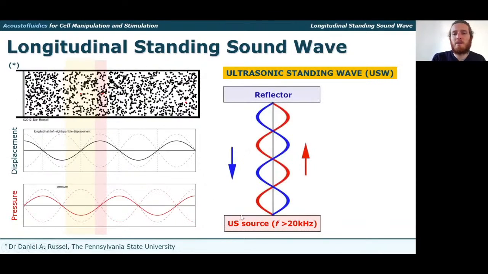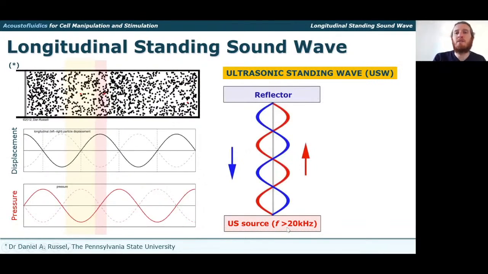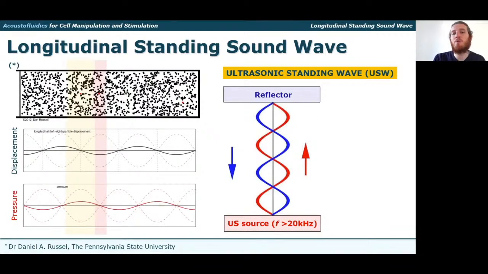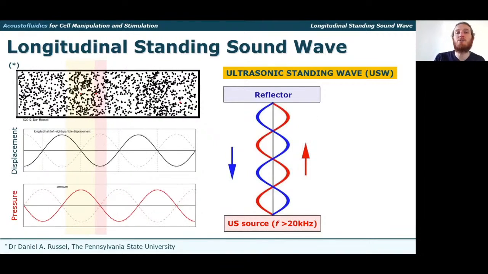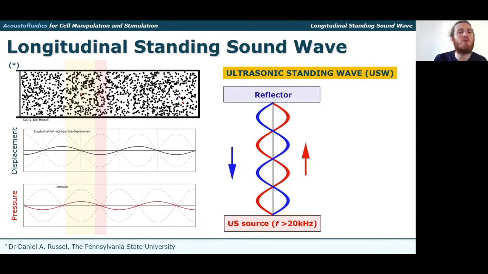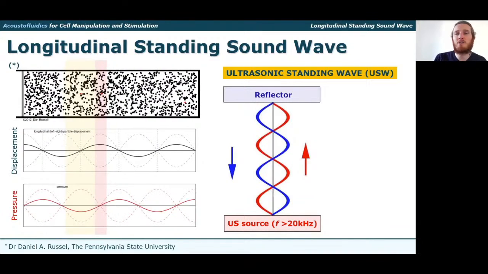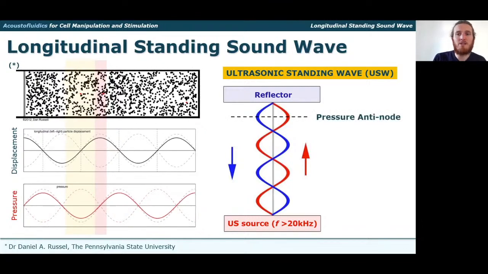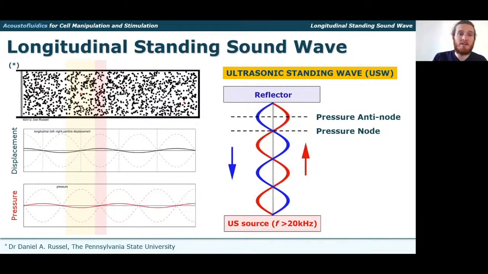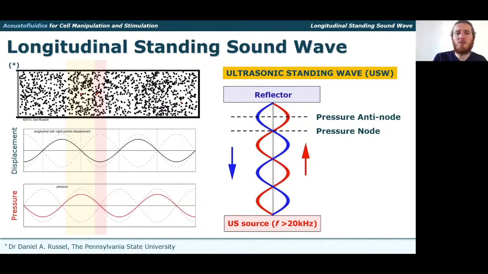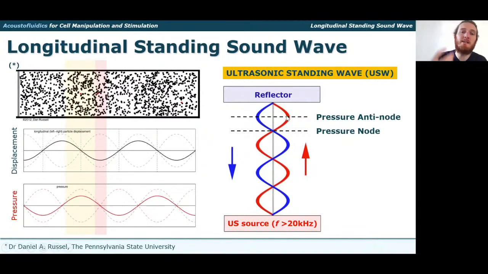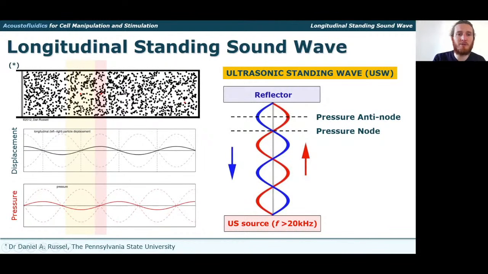So when our driving source of sound wave is represented by an ultrasound transducer, which can generate pressure waves with frequencies greater than 20 kilohertz, then the generated standing wave field is referred to as an ultrasonic standing wave field. But the considerations that we made previously are valid also for an ultrasonic standing wave field. And again, in a standing wave field, we are able to determine pressure antinodes and pressure nodes, as well as displacement nodes and antinodes. It's also important to note that the number of nodes and antinodes of a standing wave field will vary depending on the resonant frequency.